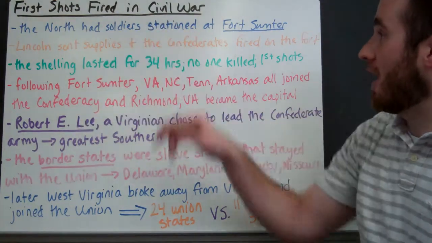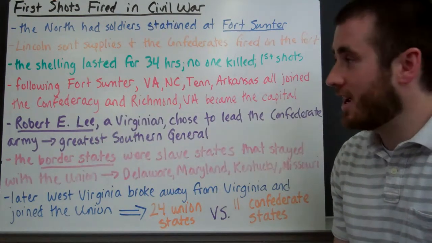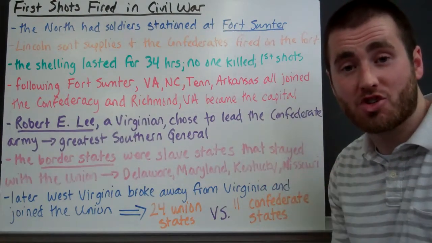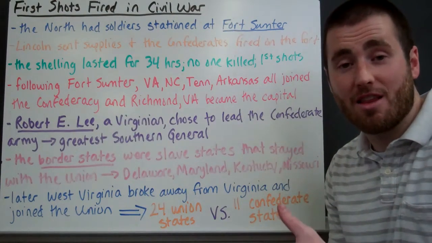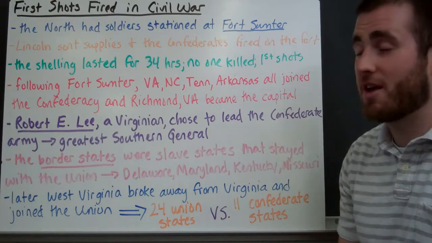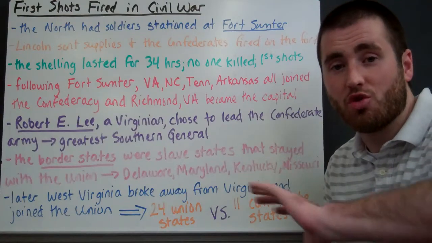So the first shots fired in the Civil War is where we're going to take off. The North had soldiers stationed at Fort Sumter, which is located in Charleston, and obviously that was in the Confederate States of America now, since the South had seceded. And so the Confederates wanted the Union troops to get out.